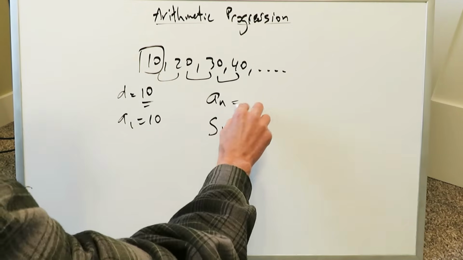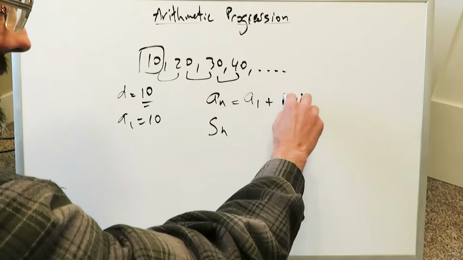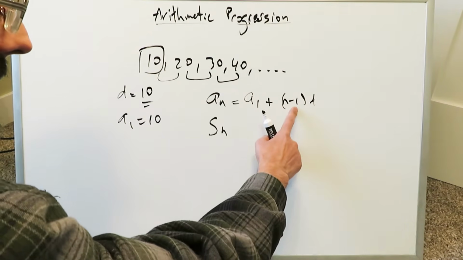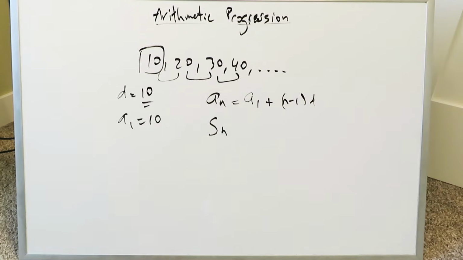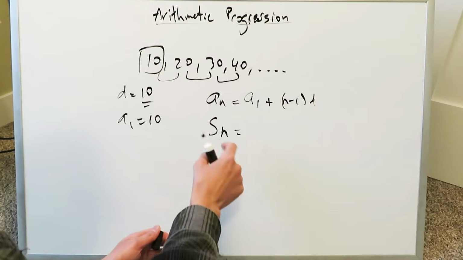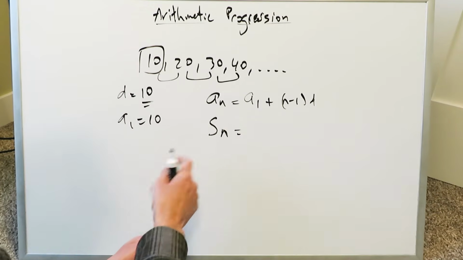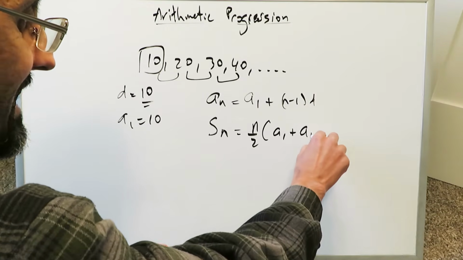What are they? The nth number is always, in terms of a formula, a1 plus n minus 1 times d. The number you're looking at, less 1 times your common difference plus your first number of that sequence. This right here, the sum of the numbers in that sequence up to your interested value, is equal to n over 2 times a1 plus an.